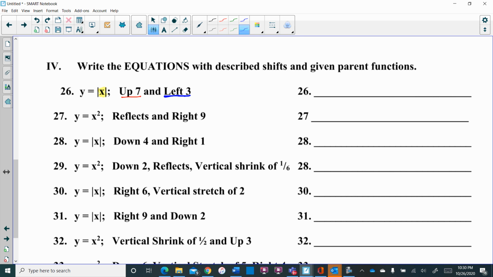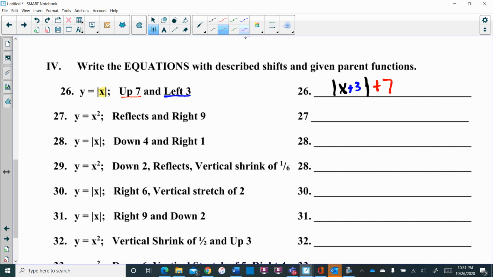To the left 3, remember, we're going to do the opposite of that. So in your absolute value, we should have x, then plus 3. That's showing the left 3. And then to show up 7, outside of that absolute value bar you're going to have plus 7. Okay, that's all they want you to do: write the equation that describes the shift to the parent function.